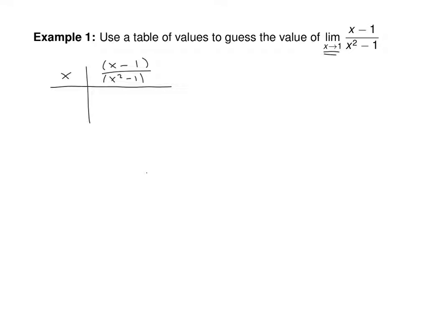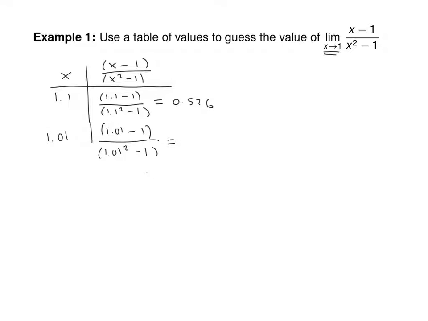Okay. So first, let's plug in a number that's close to 1, but bigger than 1. So how about 1.1? So we do 1.1 minus 1 over 1.1 squared minus 1, and you get 0.526. Next number, 1.01. And you do 1.01 minus 1 over 1.01 squared minus 1, and you get 0.503. You can keep going picking smaller and smaller numbers, right?